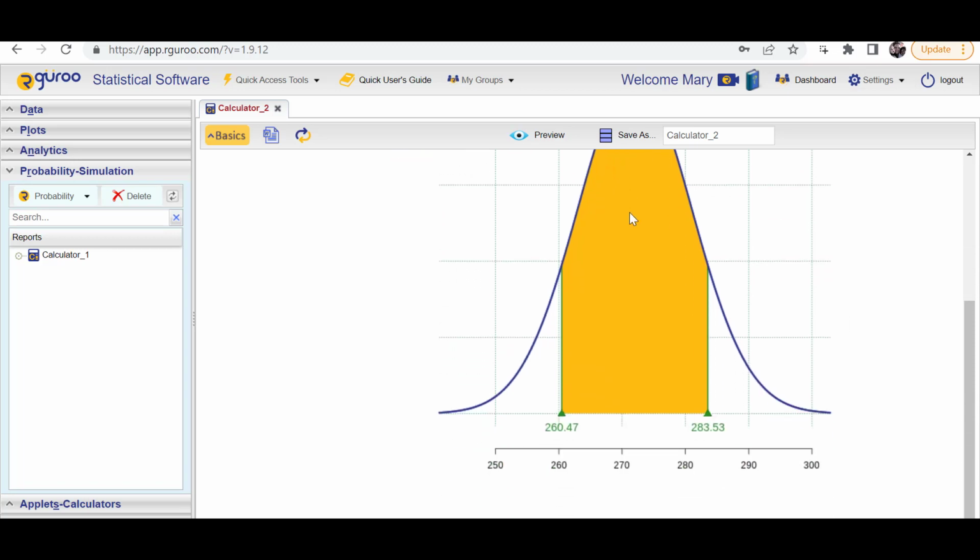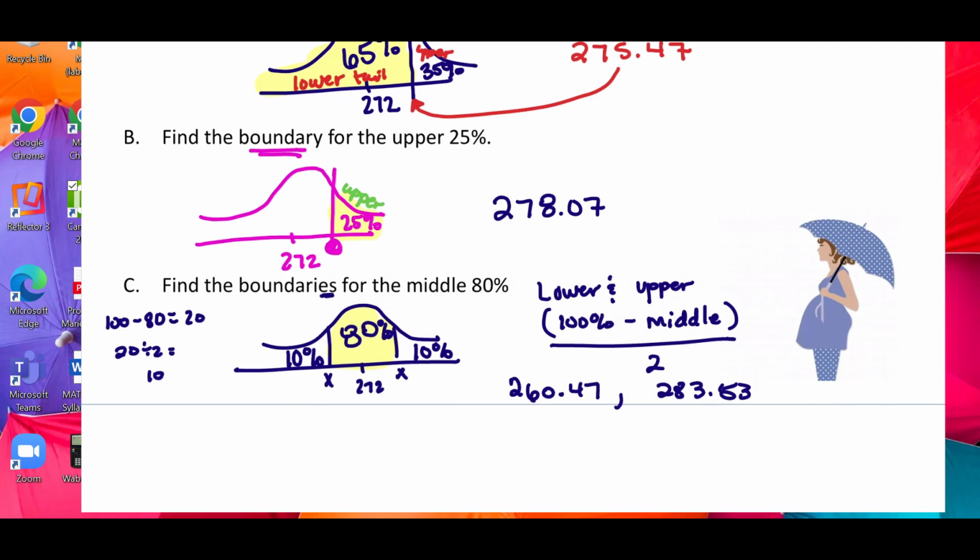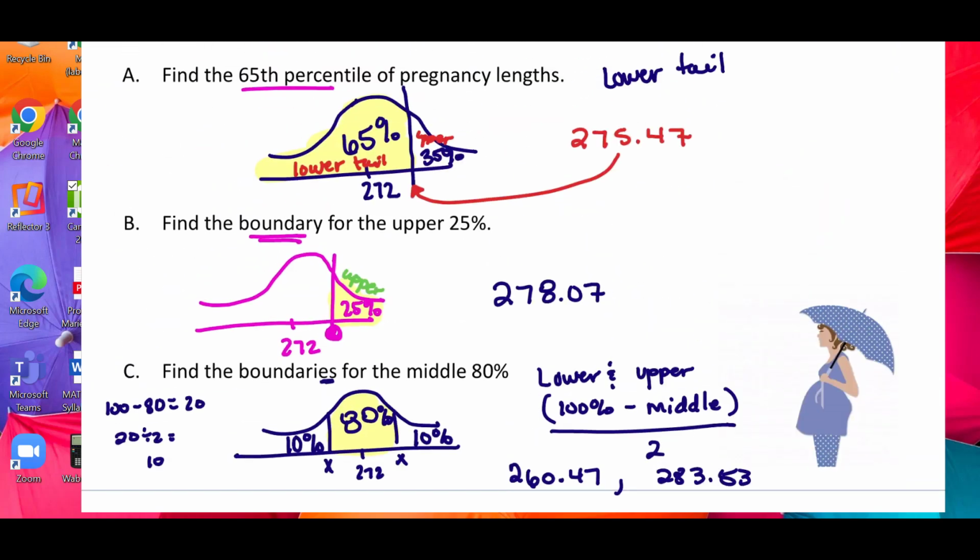Then if you look at the bottom, you can see the two values. The left boundary is 260.47 and the right boundary is 283.53. So all of these calculations are very, very quick. It's nice, you don't have to put in a whole data set. You just need the mean, the standard deviation, and either the lower or the upper boundary, or the lower or the upper tails, basically. But that is basically it. That is all there is to this section.